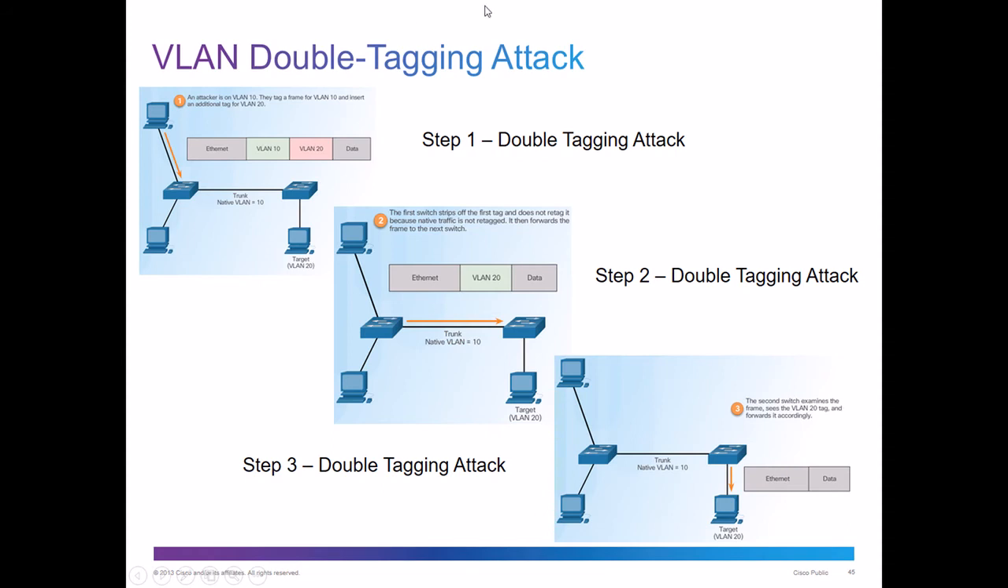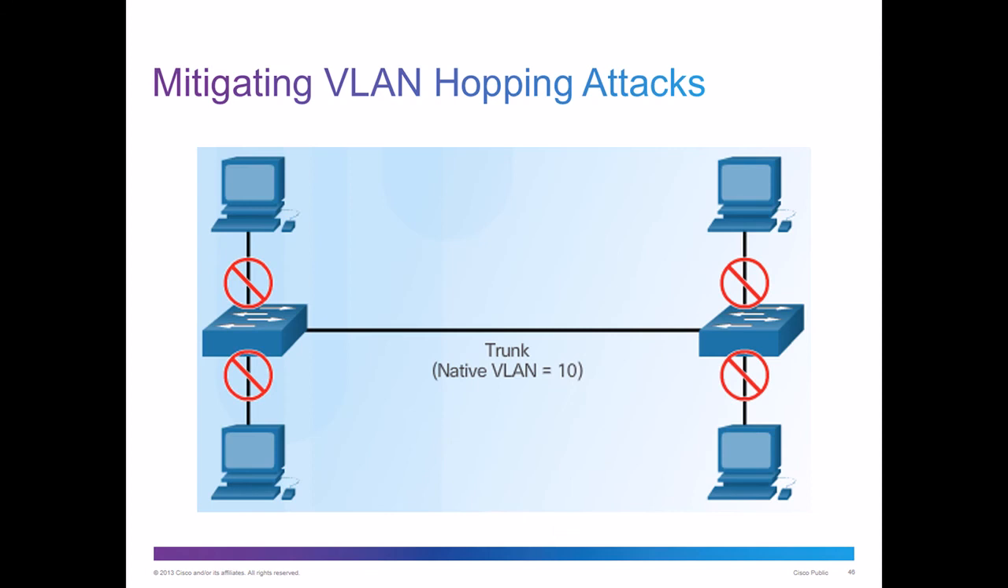You could do double tagging too, by the way. So for example, instead of one tag, you can put two tags. When the switch comes in, it says, oh, VLAN 10, you need to go to VLAN 10. It removes that tag, but you'll be traveling with the VLAN 20 tag that hasn't been removed yet. So you can get to VLAN 20 as well. We want to avoid that problem too.